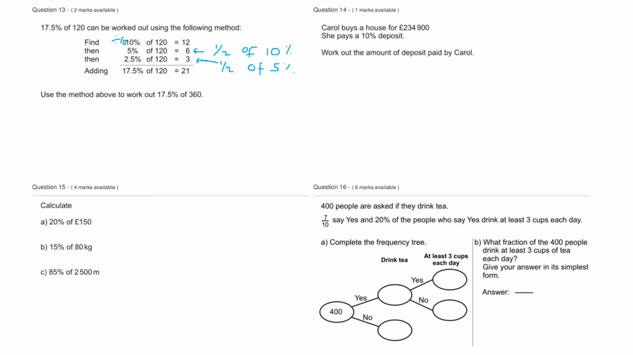Question 14. Carol buys a house for £234,900. She pays 10% deposit. Work out the amount of deposit. So all it's asking is 10% of her house price. And remember, we find 10% by dividing by 10.